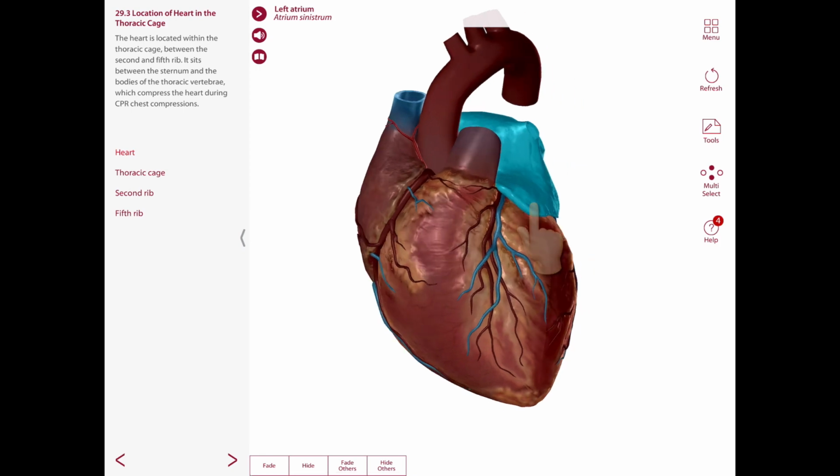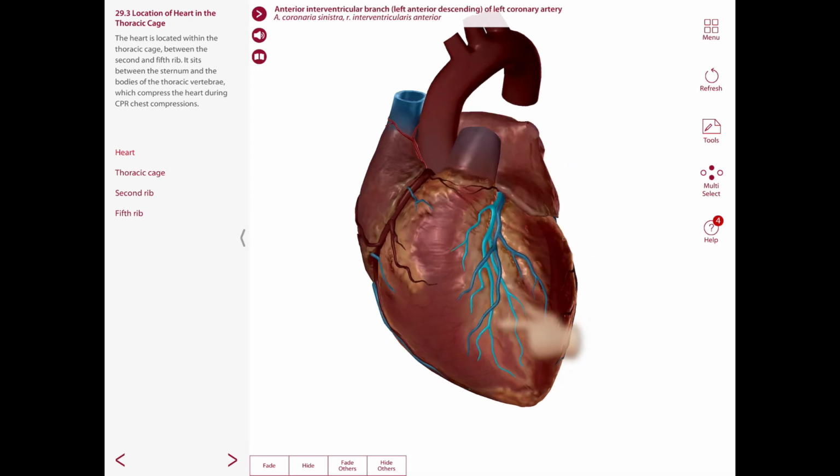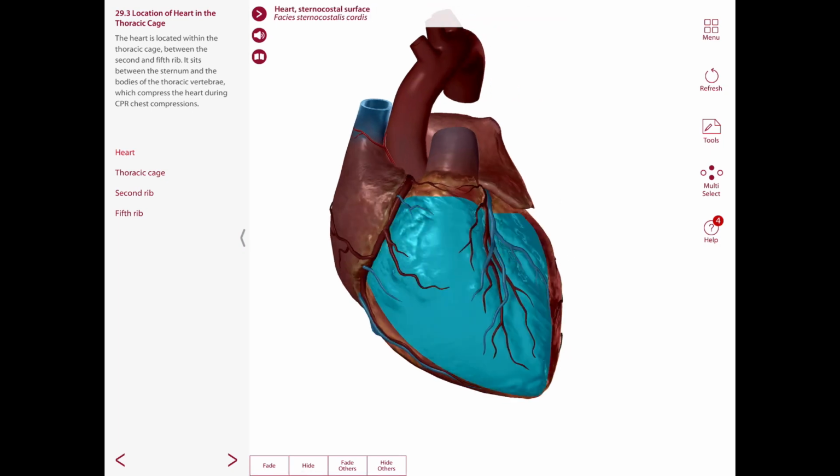And in here you can see where you have the coronary arteries. This is the coronary sulcus that encircles the heart between the atria and the ventricles on the sternocostal surface, and it can be seen mostly between the right atrium and the right ventricle.